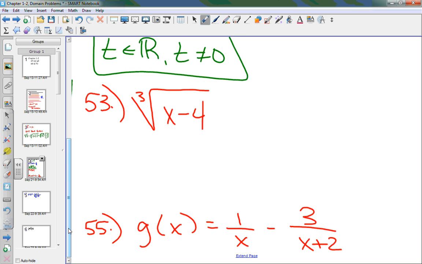53, the cube root of x minus 4. Do I have a fraction? Do I have any even roots? Do I have any cube roots or odd roots? Yes. Are there restrictions on odd roots? No. So therefore, what's my answer? X is an element of the reals, meaning it can be any real number that it possibly can think of in the entire world. Do we understand this? Moving along.